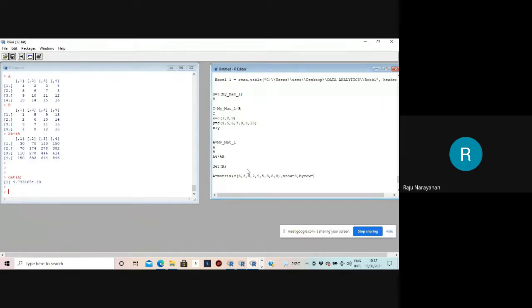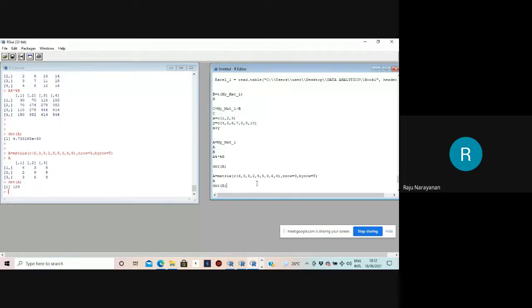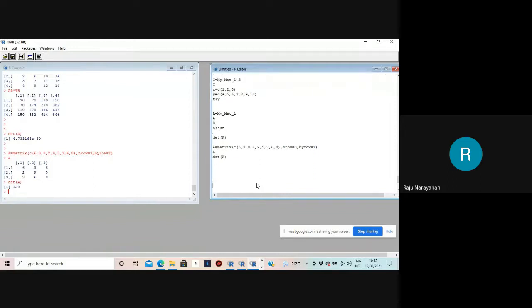By row, don't worry about these things. An old man like me can remember all these things, so you can also remember. That is an advantage for you, no? Therefore, 6 3 8, 2 9 5, 3 6 8. Okay? Then what is the determinant of A? The determinant of A is 129. Therefore, determinant A is not equal to 0, which means the inverse exists.